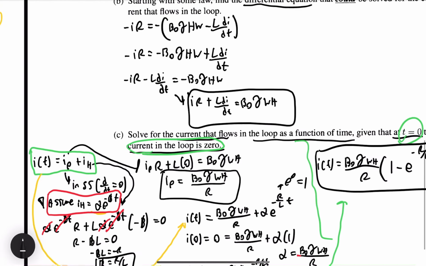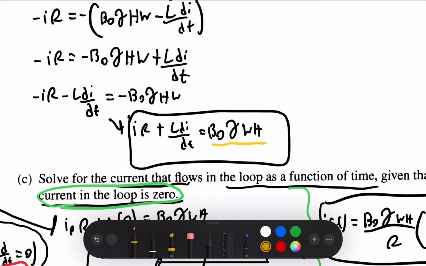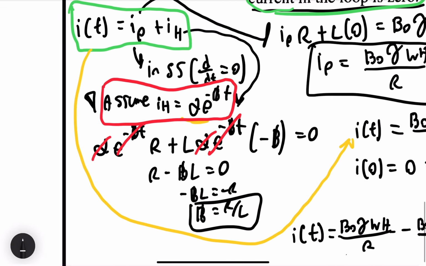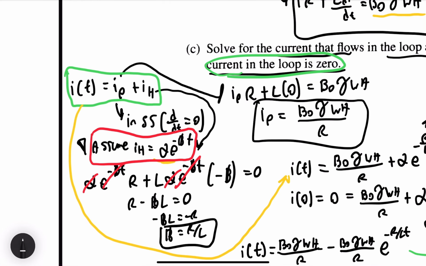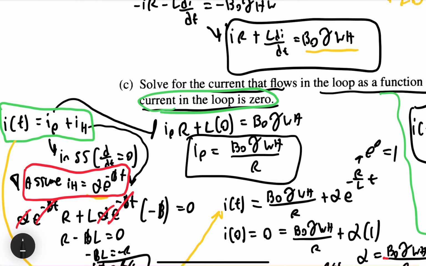So for these equations, when you have a non-homogeneous differential equation, which is what we have here because this does not equal 0, non-homogeneous, I'm assuming it's spelled like that, which means it's not equal to 0, you have to follow this process. So you have to assume that it has a solution of IP plus IH. IP is in steady state, so anywhere you see d/dt or all that stuff is equal to 0. So that's why we said IP is equal to B naught gamma WH over R.